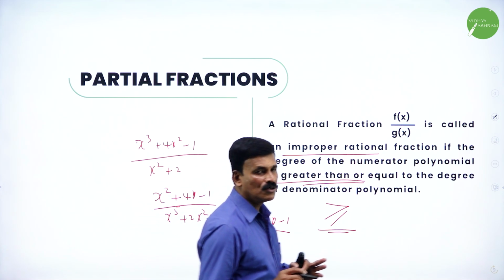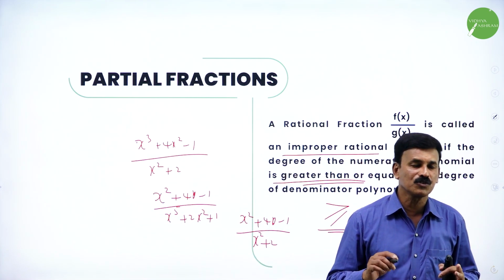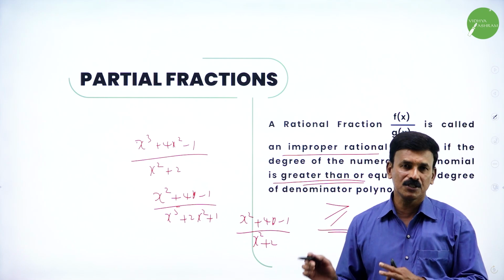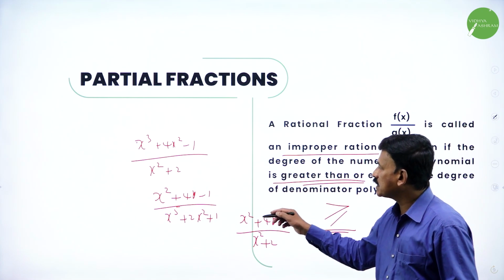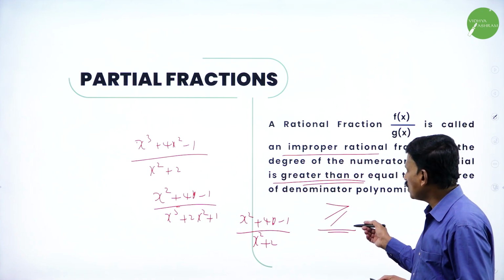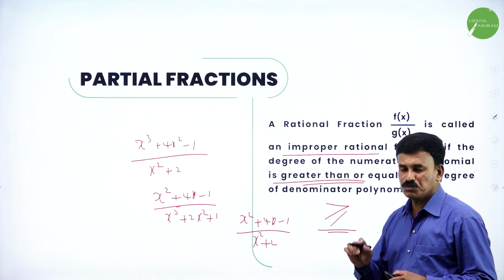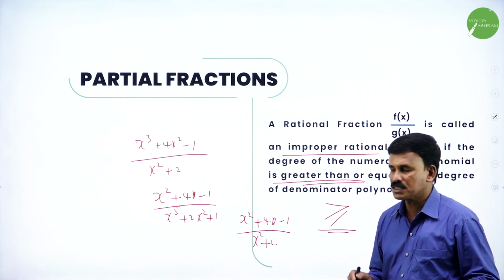So, in general, for a proper fraction, the degree of the numerator is less than the degree of the denominator. For an improper fraction, the degree of the numerator is greater than the degree of the denominator, or even equal to it. That's it.